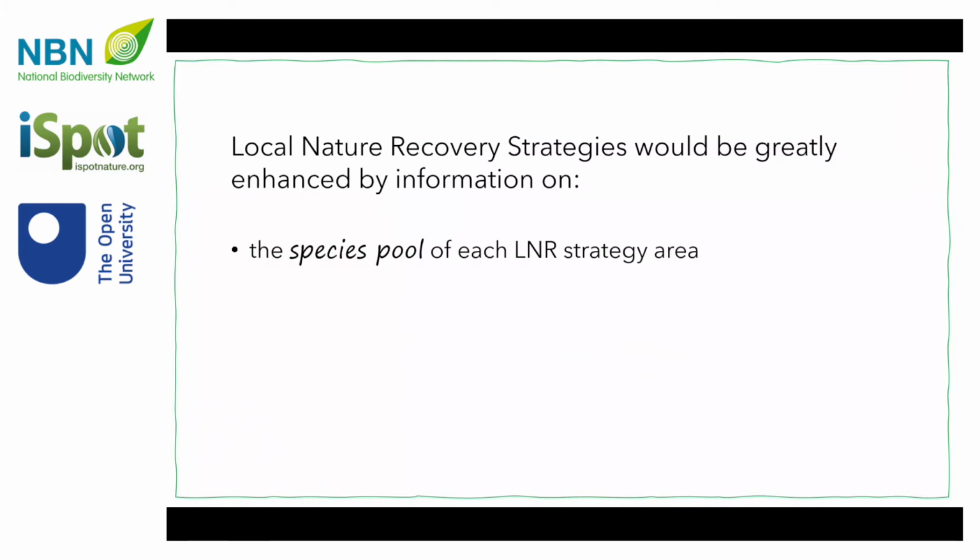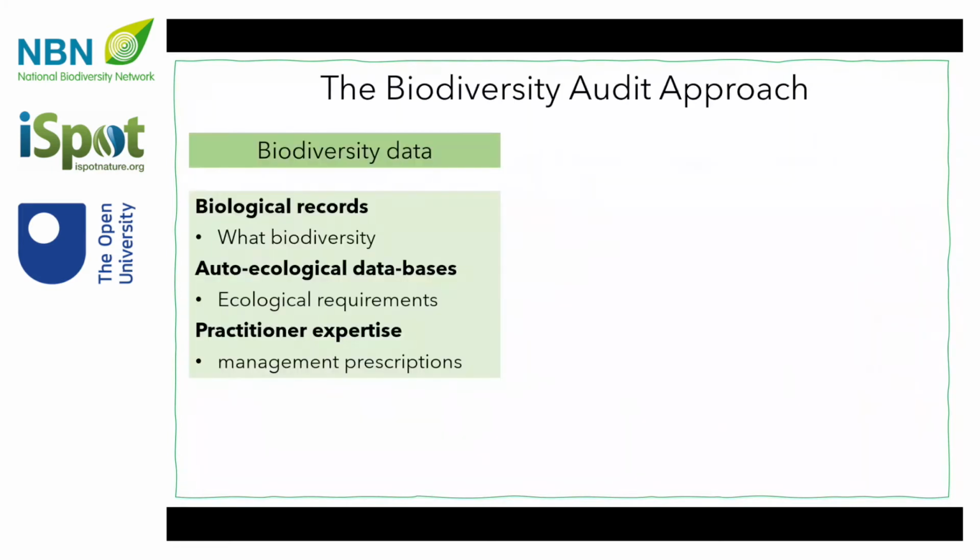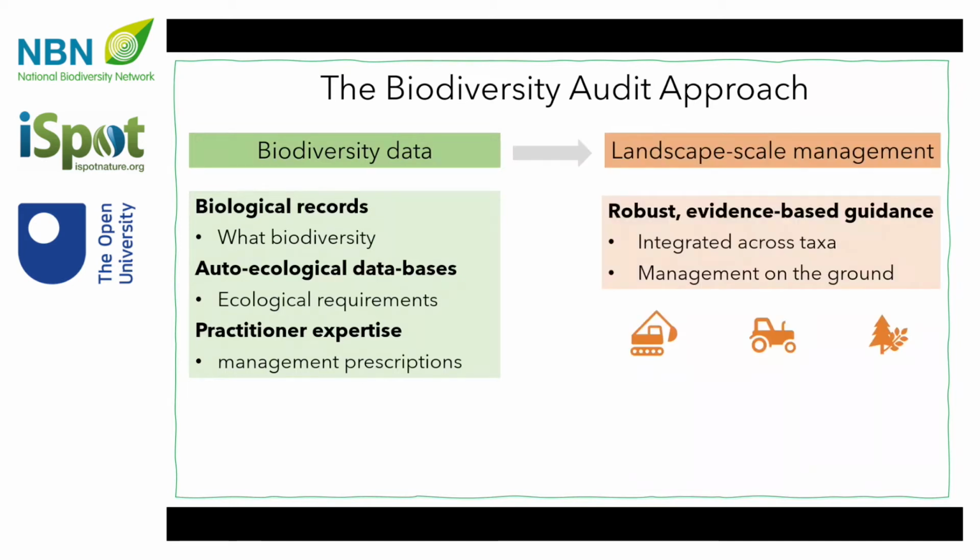So just to reiterate, we think that the LNRS would really benefit from information on this regional species pool, which species to prioritise, and their on-the-ground management requirements, and use this evidence to form guidance for land managers. So biodiversity auditing is essentially taking biological data, species records, their ecological requirements, and on-the-ground practitioner expertise, and working out what's realistic, and turning this into landscape scale management guidance.